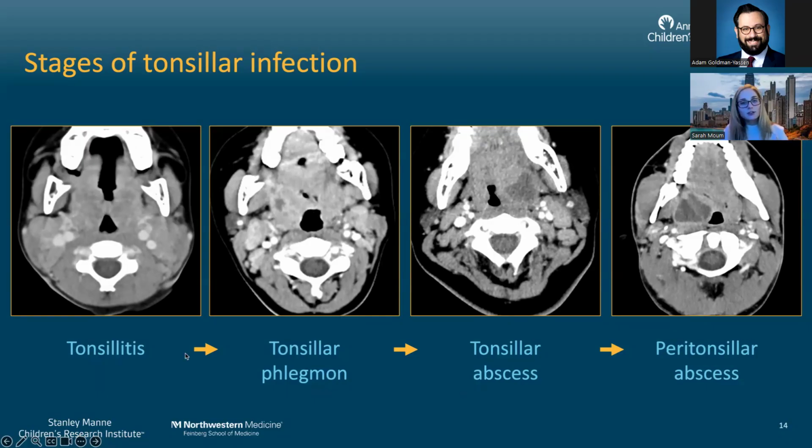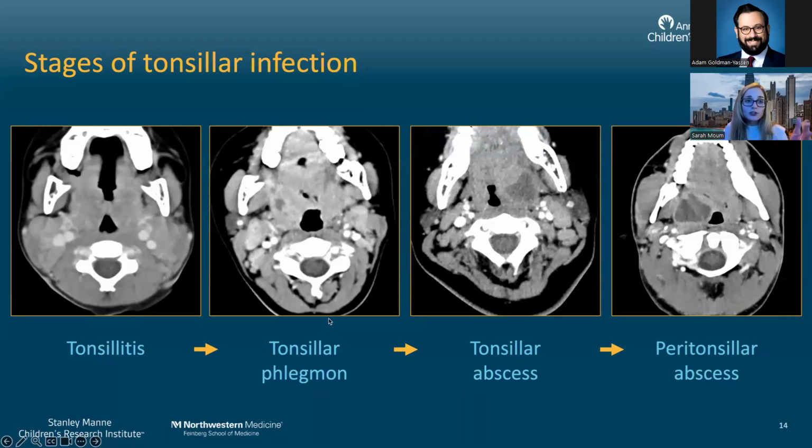In the adult literature, some studies have shown that anywhere between 3 and 3.5 centimeters, you're more likely to drain something if you try to. So certainly this is smaller than that in this teenage patient. So I think we can use that data to help guide us.